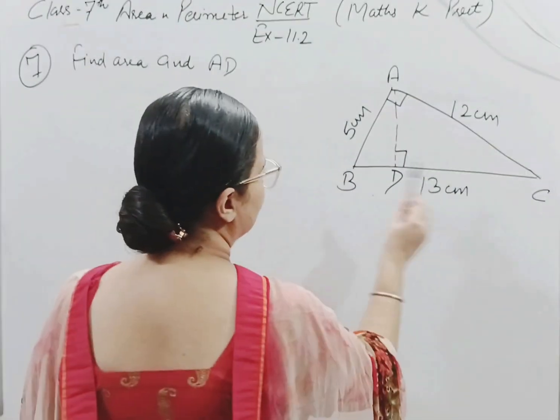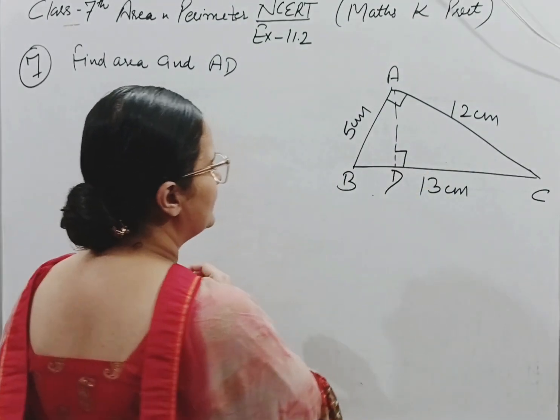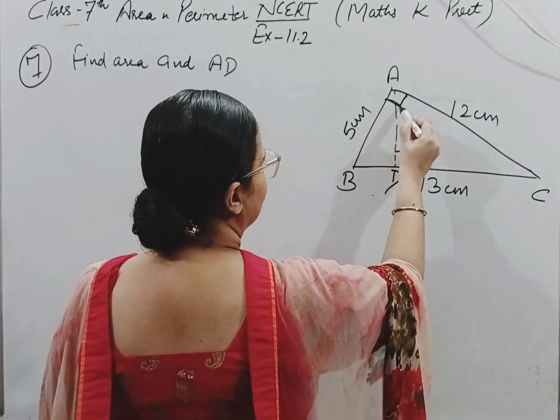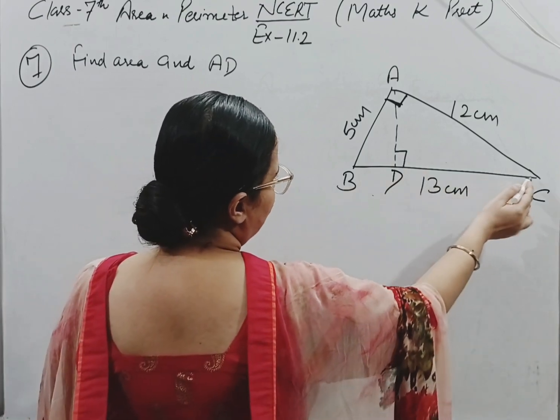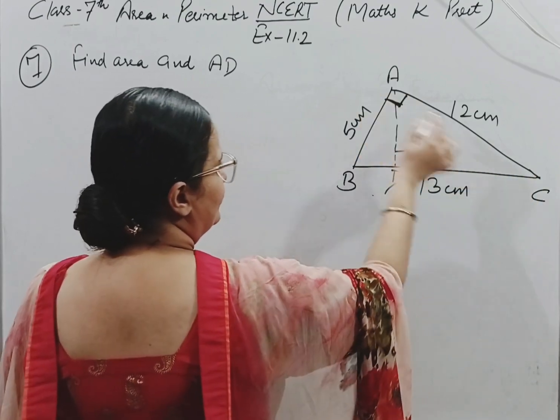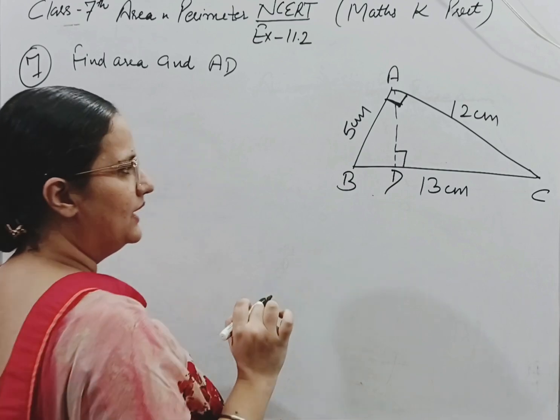So what is given? This triangle is given. All the three sides are given to us. And here this angle is 90 degrees. So if this angle is 90 degrees, that means this is a right angled triangle. So when we are getting a 90-degree angle, this means we are having height.